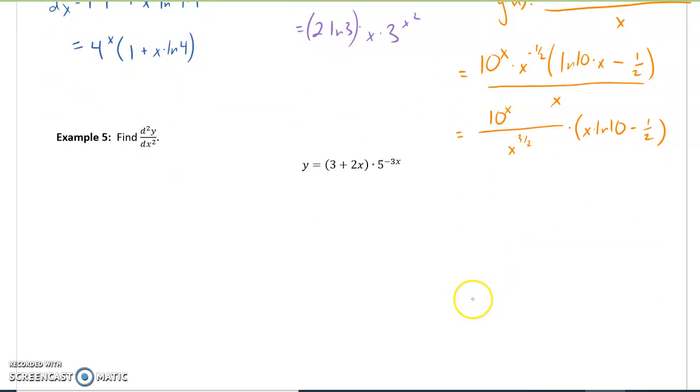On this one, if we're going to try to find the second derivative, well, I think we're going to run out of time before I finish this one on this particular video. We'll do it on the next one.